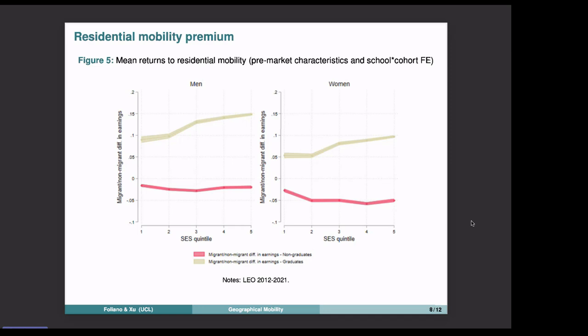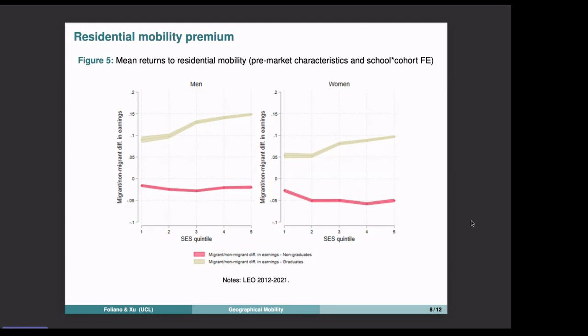So what we observe is that the wage premium, the migration premium, for graduates is much higher than for non-graduates, and for graduate men is higher than for graduate women. For men it's between 10 to 15%, for women between 5 and 10%. And for non-graduates it is even negative. But what is very interesting about these results is that there is a socioeconomic status gradient in this migration premium. So the premium is higher for individuals with higher socioeconomic status, both for men and women.